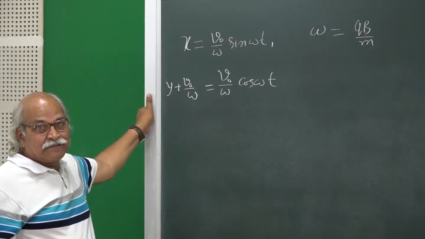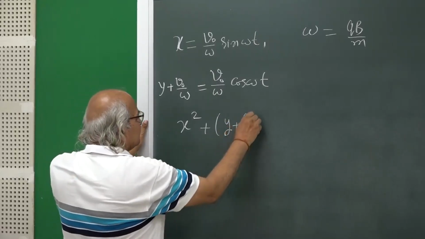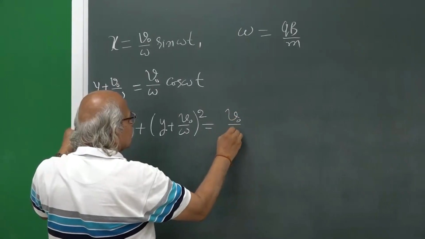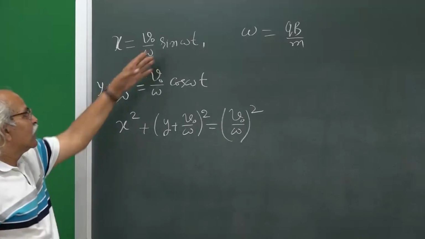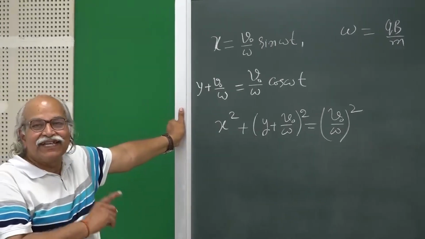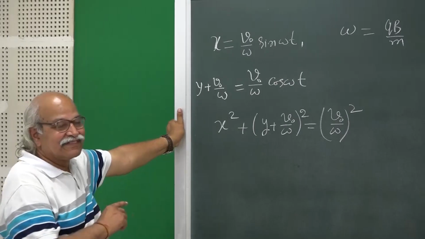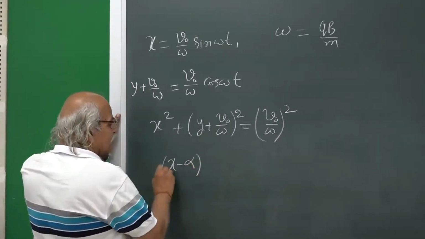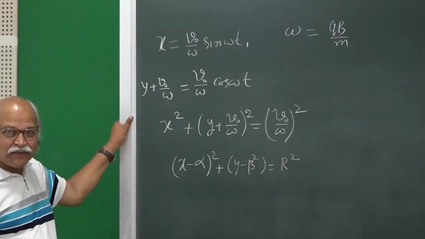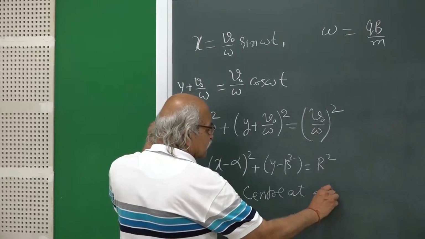Now, to eliminate t, just square and add. So you get x square plus y plus V naught by omega whole square is equal to V naught by omega whole square into sin square omega t plus cos square omega t, that is 1. So this is the equation of the path. And what curve is this? This is the equation of a circle, right? If you write x minus alpha whole square plus y minus beta whole square is equal to some r square, this is the equation of a circle with center at alpha, beta and radius r.